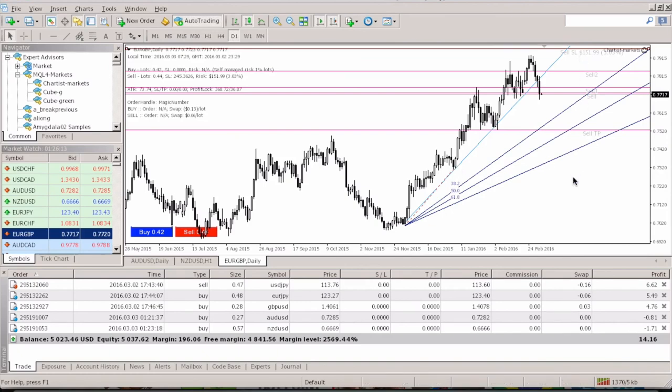So we usually just use the default setting, 1% risk.